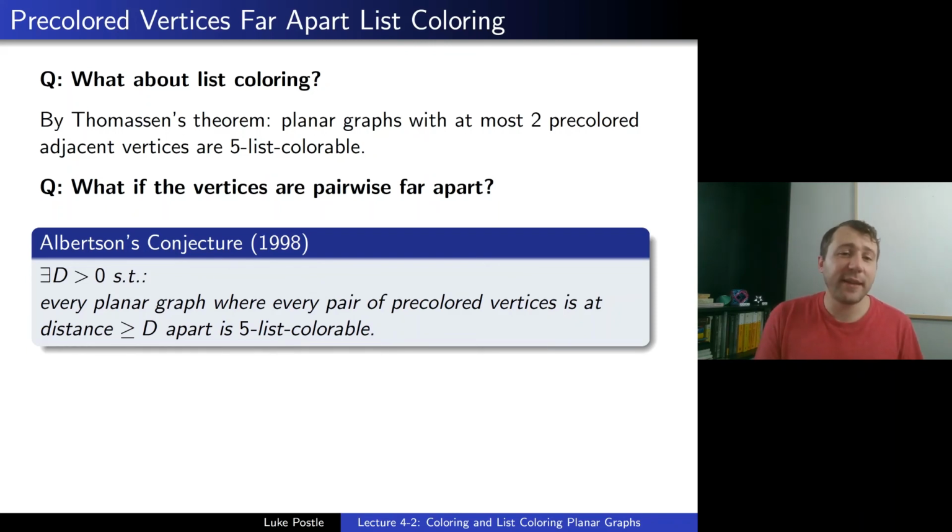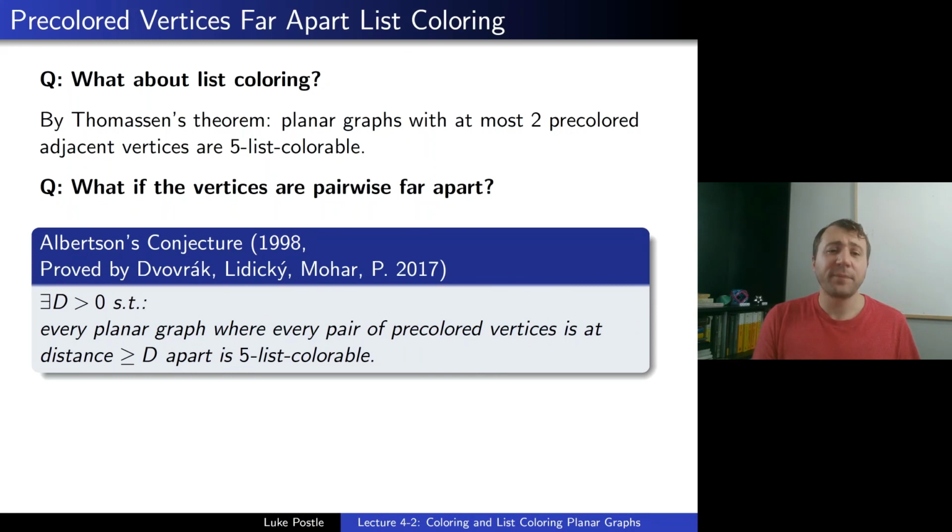Does there exist a D greater than zero such that every planar graph where you've pre-colored vertices at distance at least D is five list colorable? So I give you a five list assignment, but you have kind of pre-colored vertices, does it extend? And we were able to resolve this in 2017. Dvorak, Lidický, Mohar, and myself. And the D is, you know, somewhere in like the 10,000s, but it is true.